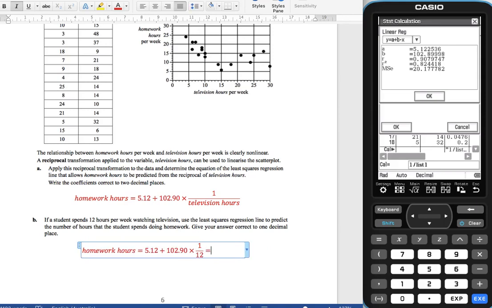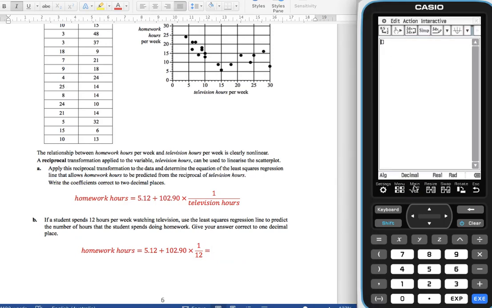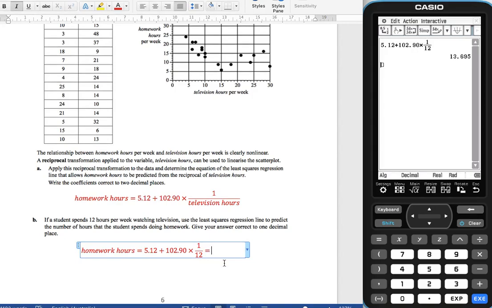And to calculate that, we can go into our main screen and work it out. So it'll be 5.12 plus 102.9 times 1 over 12. So 13.695, but correct to one decimal place, that would be 13.7 hours.